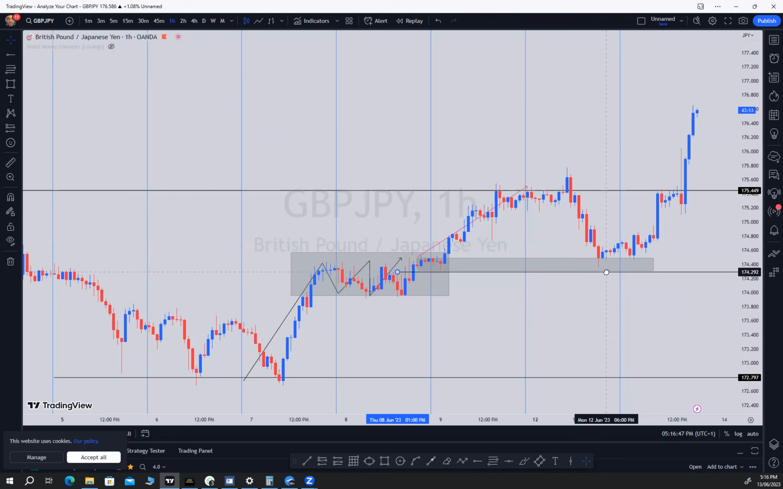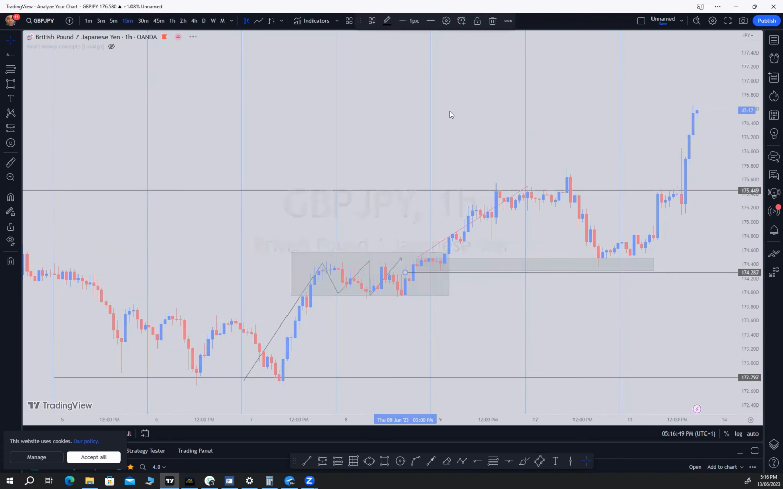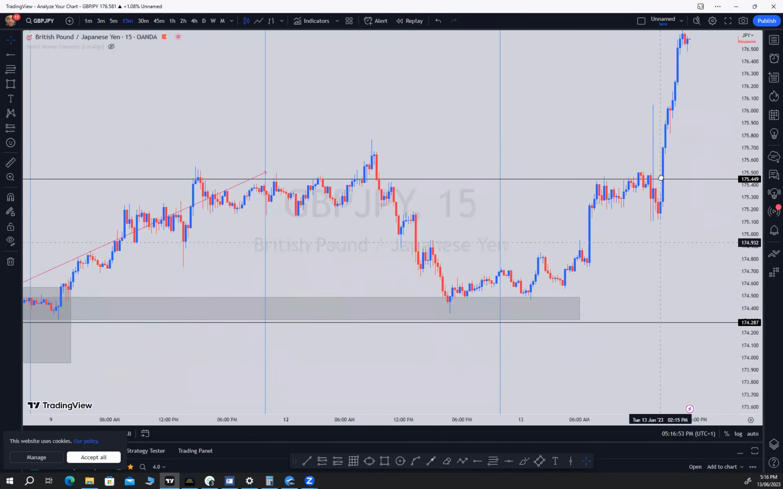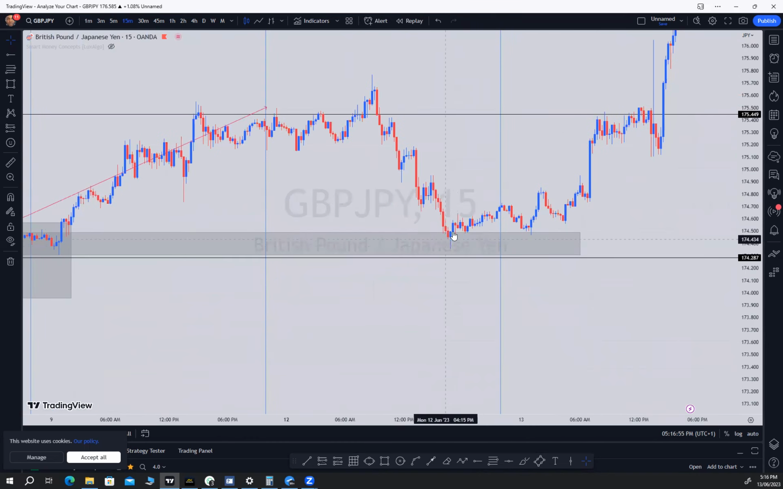Now, on the 1-hour time frame, it was not quite clear, so I had to go down again to the 15-minute time frame. On the 15-minute time frame, what did I see? I saw a strong push to the upside after the market came down into this area. Remember, this is my POI that I am currently studying to see confirmations that tell me the market wants to go higher.